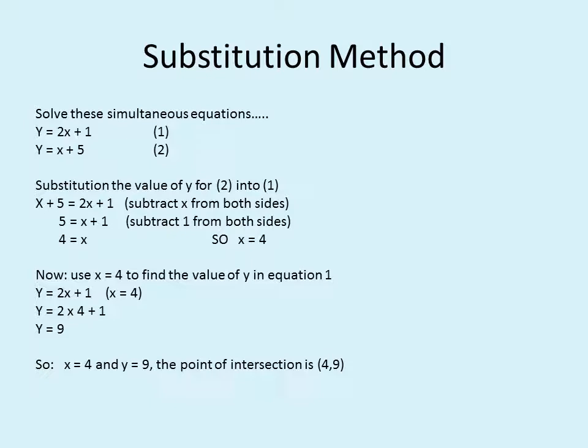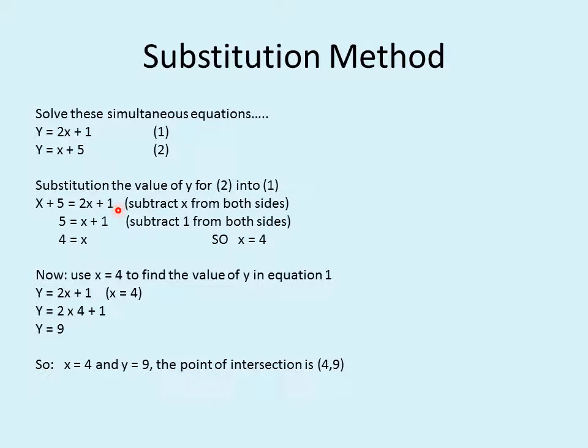So what we can do is say, well, let's substitute the value of y. So in equation 2, y equals x plus 5, let's substitute that into equation 1 for the value of y. Remembering y is going to be the same in both cases, because it's the point where it crosses. So when we do this, we've got that x plus 5 equals 2x plus 1.